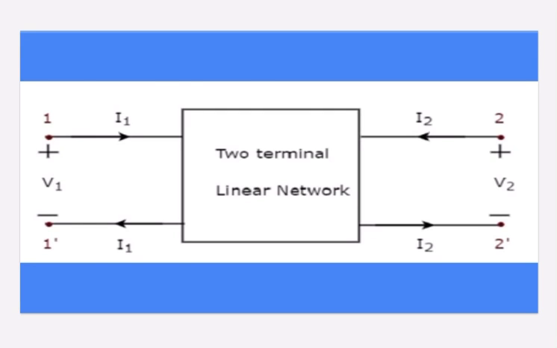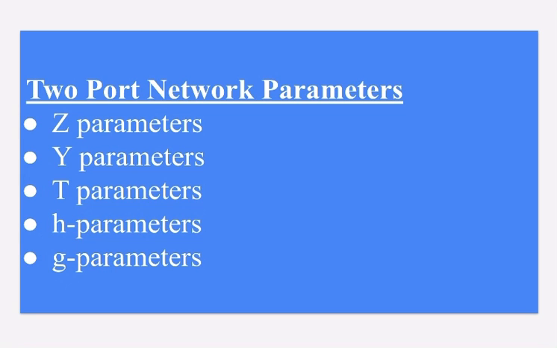Okay. So next we have the two-port network parameters. The parameters of two-port networks are called two-port network parameters or simply two-port parameters. These are the following types of two-port network parameters: Z parameters, Y parameters, T parameters, H parameters, and Z parameters. So now let us discuss these parameters individually.